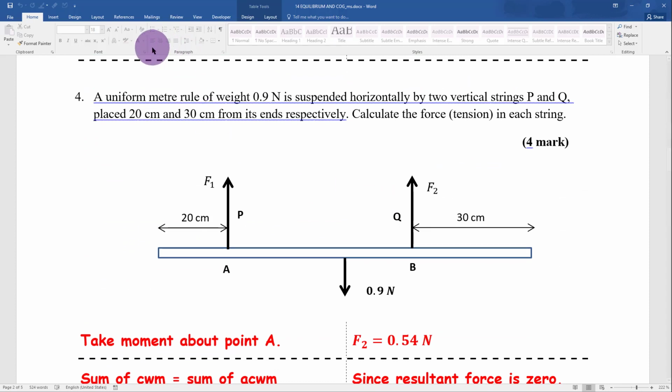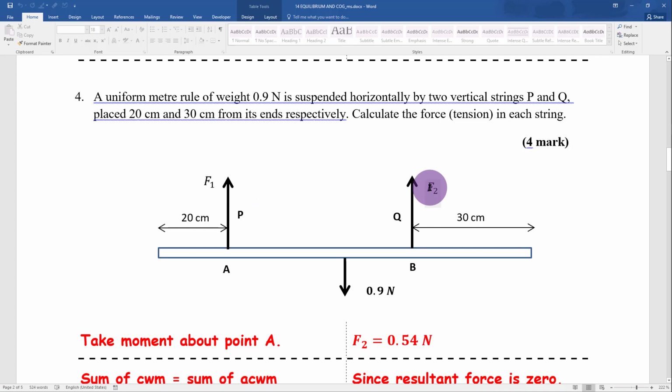Now let's look at question 4. Again, we are given a uniform metal rule of weight 0.9 newtons. This time the weight is indicated. We are told that it is suspended horizontally by 2 vertical strings P and Q placed 20 centimeters and 30 centimeters from its ends respectively. Calculate the tensions in each string.